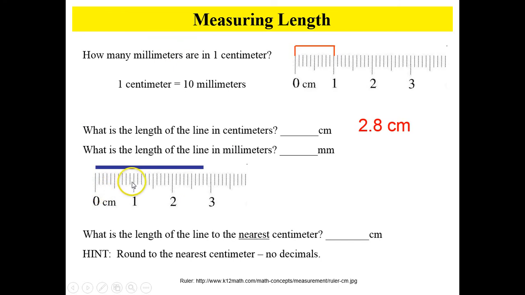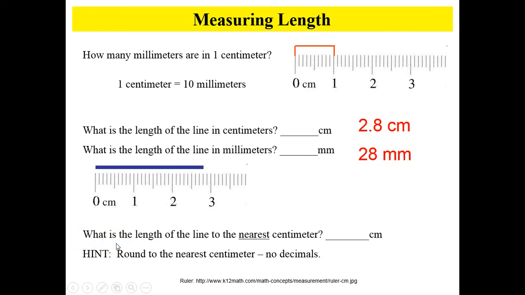So from here to here is 10, from here to here is another 10, so that would be 20. But we know that it doesn't go all the way up to 30. So from 20 we have 25, 26, 27, 28. Hey, what do you know? If we move our decimal point one place to the right, we get from centimeters to millimeters.